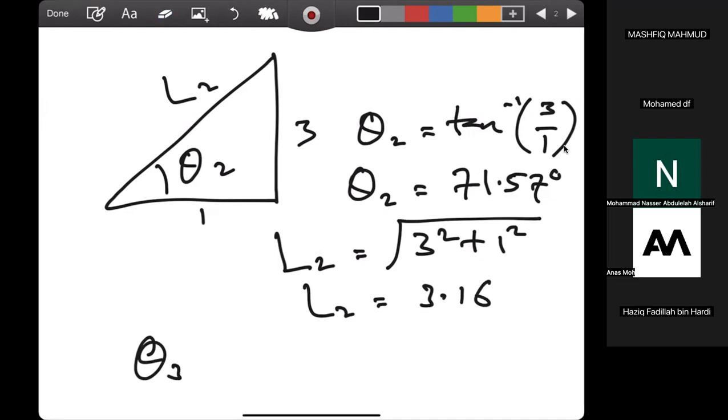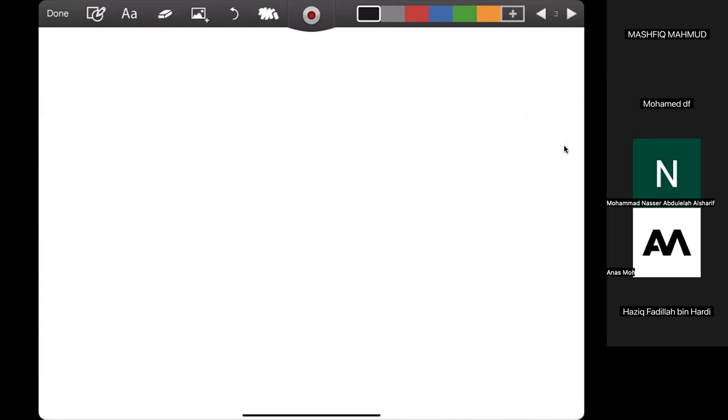Theta 3 is 90 degrees. And theta 4. Mushfiq, theta 4.